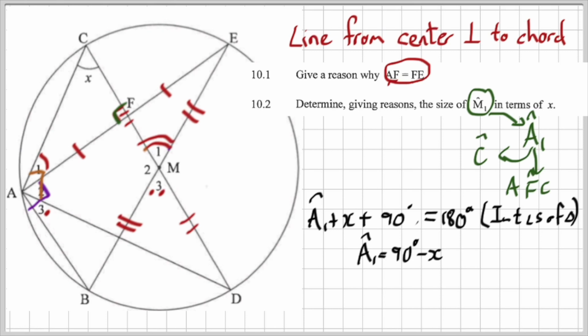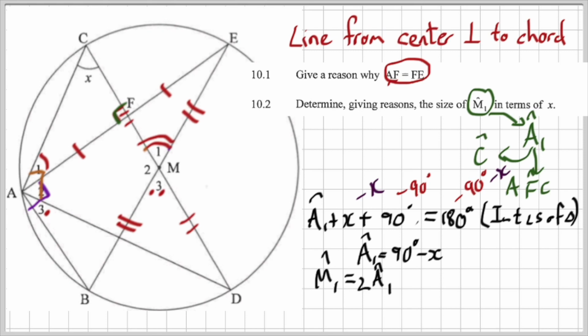Well, how did I get that? Well, again, I subtracted 90, and I subtracted X on both sides. So 180 minus 90 is 90, and then I subtract that X as well. Okay.